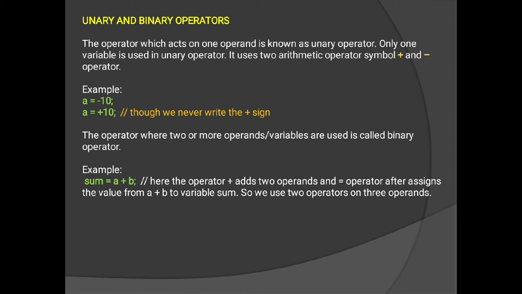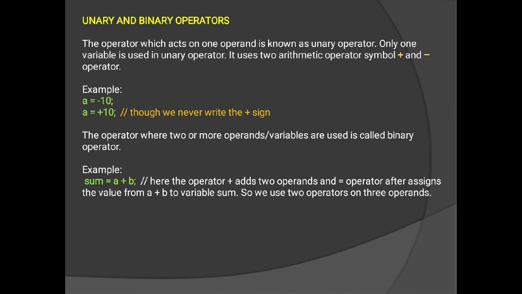So what is unary? The operator which acts on one operand is known as a unary operator. In a unary operator, only one variable is used or one value is being assigned. Only one variable is used, and it uses two arithmetic operator symbols, the plus sign and the minus sign. You can see in the example, a equals minus 10 and a equals plus 10.